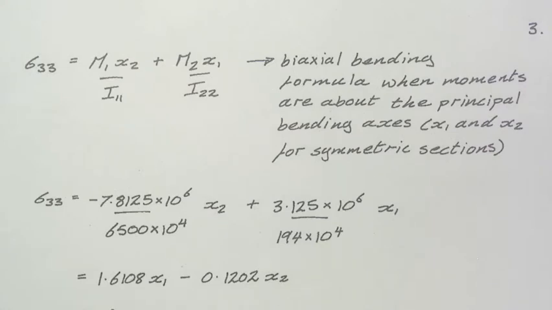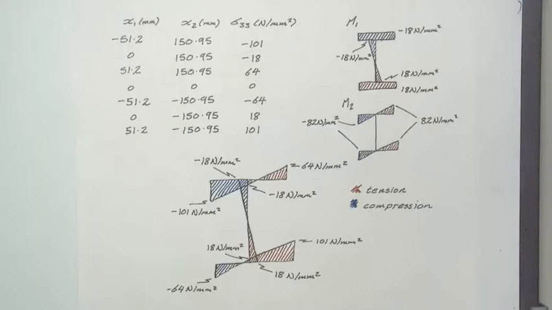So as we agreed, we have a constant times x1, and in this case we actually end up with a minus a constant times x2. Because we have a constant times x1 and a constant times x2, what we know is that the stress distribution is just going to vary linearly from one point to another.